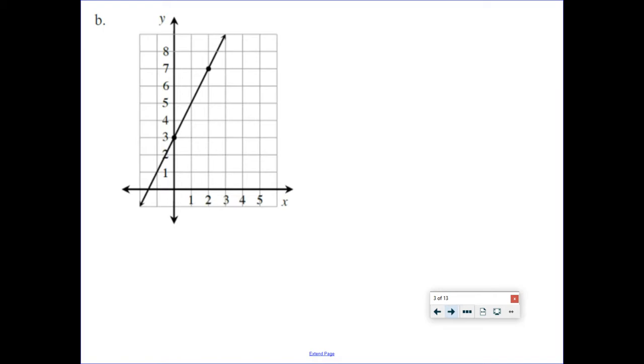Got it? Be careful here. Go. And when you're done, unpause it and we'll check, okay? All right, so here we go. Let's try it out.